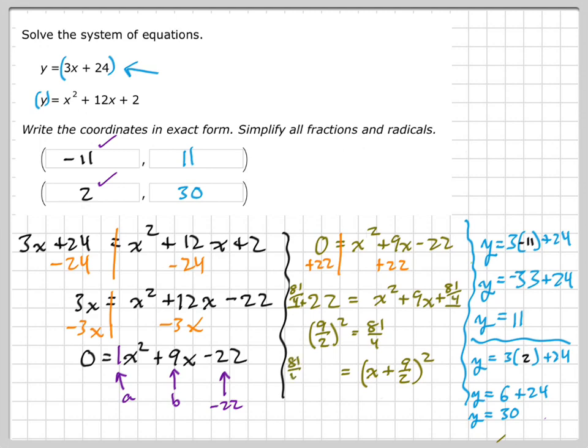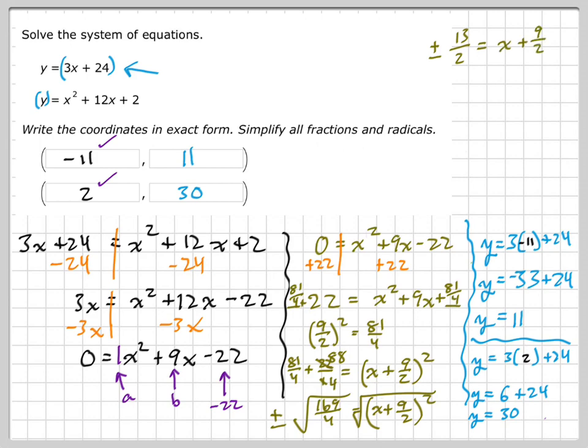All right, now on the other side, I have a 22 adding to a fraction. So I need to make the 22 into a fraction, and I need to make common denominators. The common denominator is 4, and so now I have 88 over 4. I add those together, I get 169 over 4. Next, I'm going to square root both sides, and then I have my plus or minus. I'm going to write up here now. When I simplify that, I get 13 over 2, and no more squared on the other side.